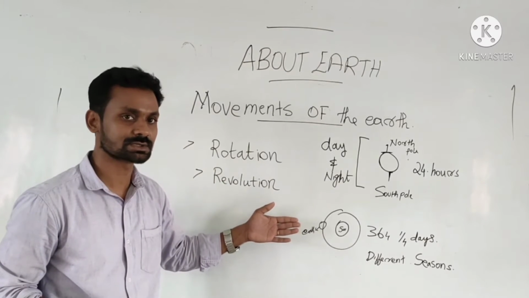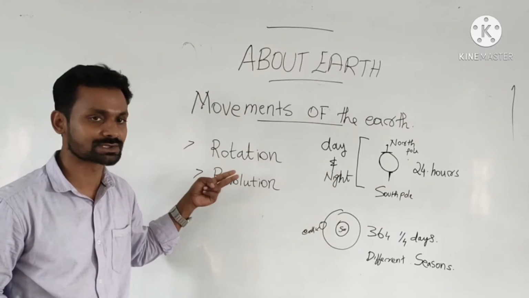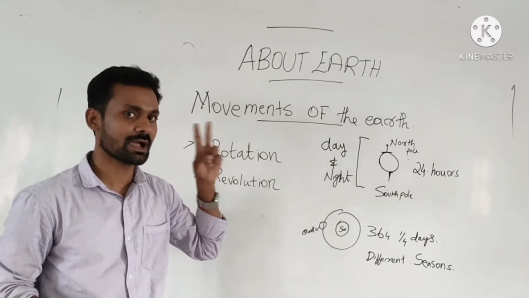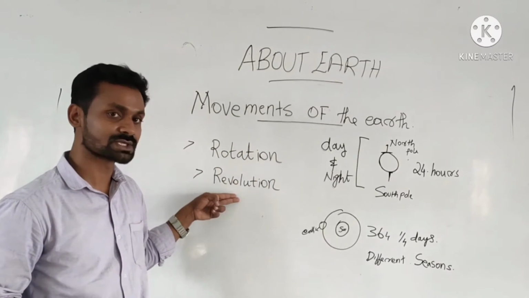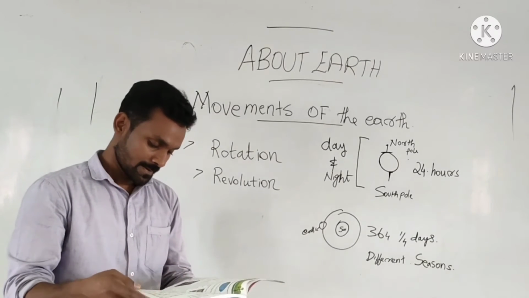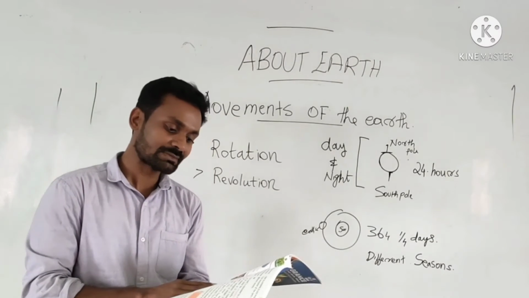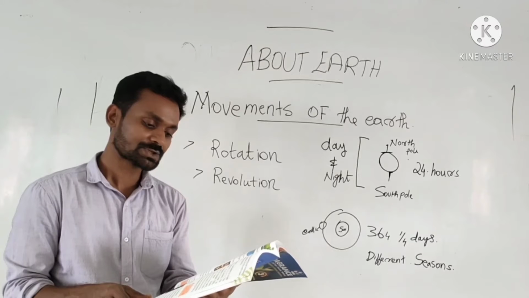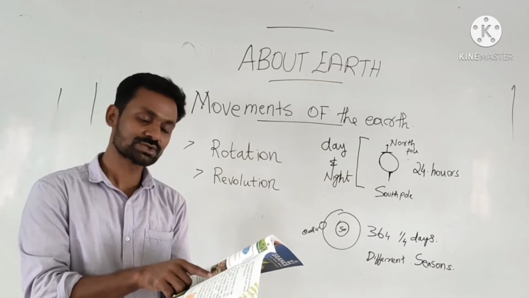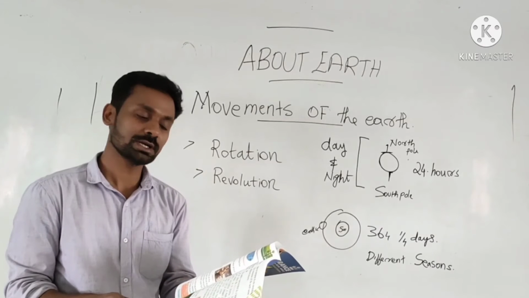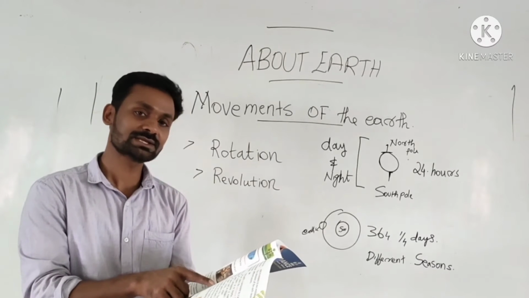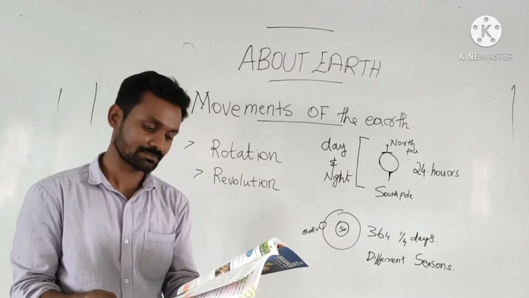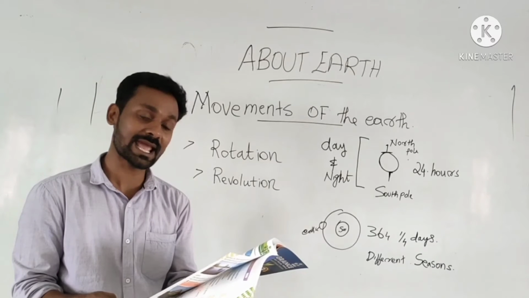I hope you understood. Here we have to remember two points: rotation and revolution, the movements of the Earth. So the Earth has two types of movements. It is like a huge spinning top. It spins on its axis from west to east. This is called rotation. It takes about 24 hours to complete one rotation. The rotation of the Earth causes day and night.